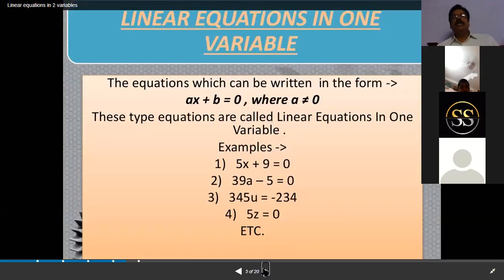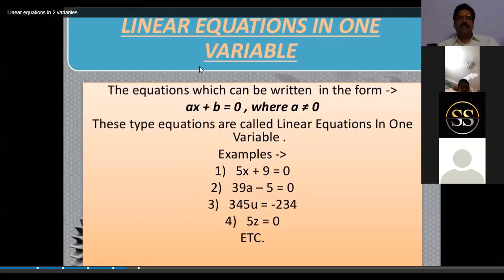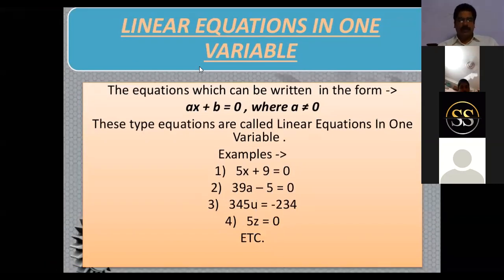Next, a linear equation in one variable means an equation which can be written in the form ax plus b equal to 0, where a is not equal to 0. These types of equations are called linear equations in one variable. Examples: 5x plus 9 equal to 0, 39a minus 5 equal to 0, and 345u minus 234. These are the examples.